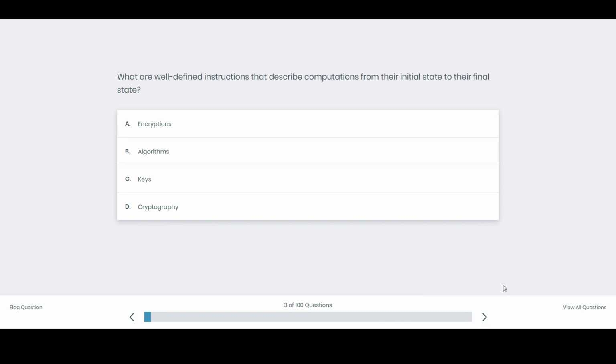What are well-defined instructions that describe computation from an initial state to a final state? Computation, maybe cryptography? Cryptography encrypts the data, keys. No, not encryption. The question is all about well-defined instructions that describe computation from their initial state to their final state. Isn't it a procedure? Most of the time, if you have an algorithm like that, I think the answer is B, algorithm.